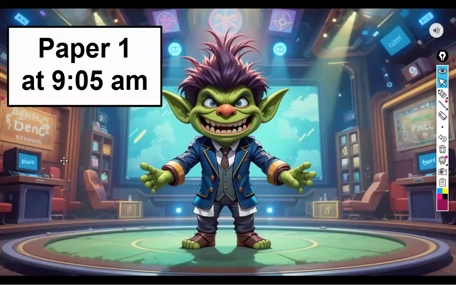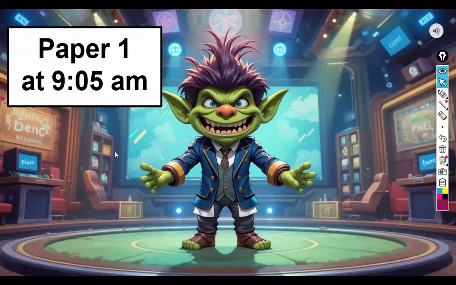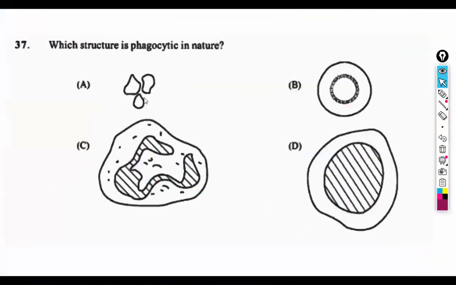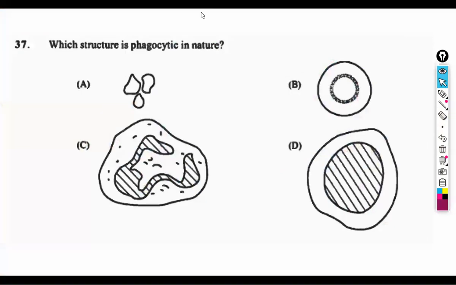So guys, some paper one questions, right? Most of these questions are biology-based questions for that section of the syllabus. Get started. Number 37, this is where we finished off last week.